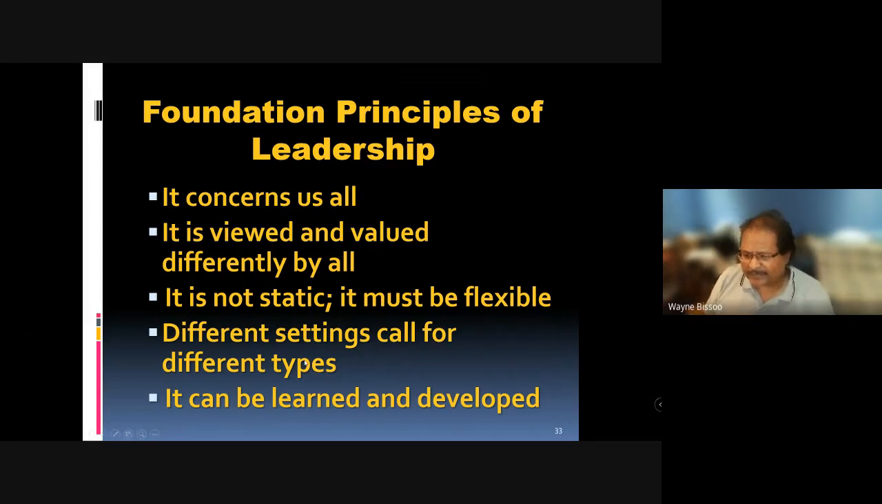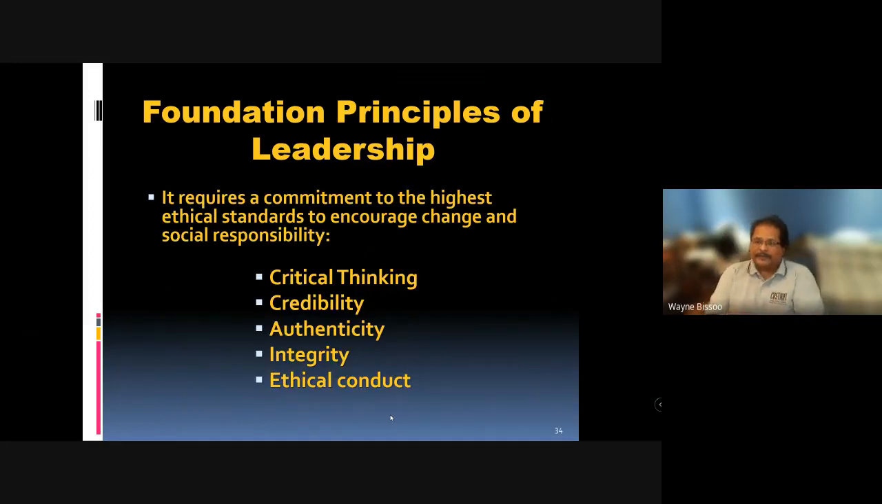So we understand different types of settings call for different types of leadership styles or types, and of course, the main thing is that these types and styles can be learned and developed. All right. So, requirements for the development of these things. It requires a commitment to the highest ethical standards to encourage change and social responsibility. To be able to do that, we require critical thinking, credibility, authenticity, integrity, and ethical conduct. So these are things that we keep on talking about in this program all the time. Not just this course, but this entire program. We're talking about the development of critical thinking. What do you all understand by critical thinking?